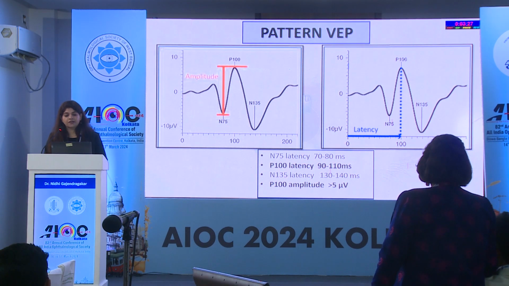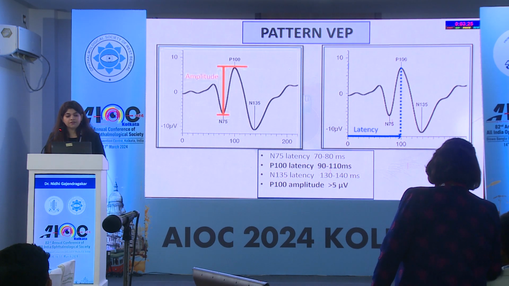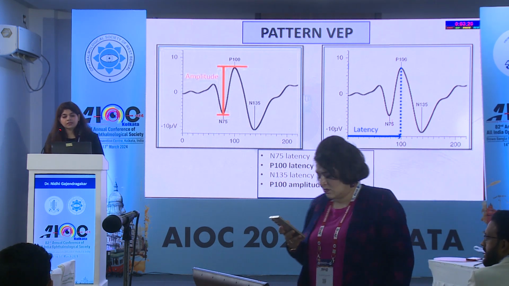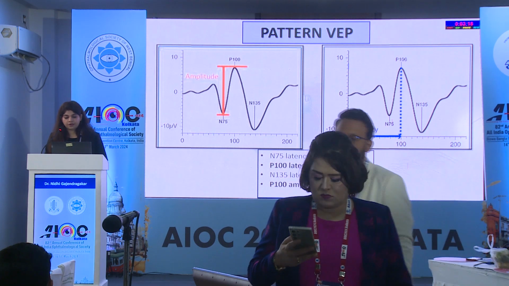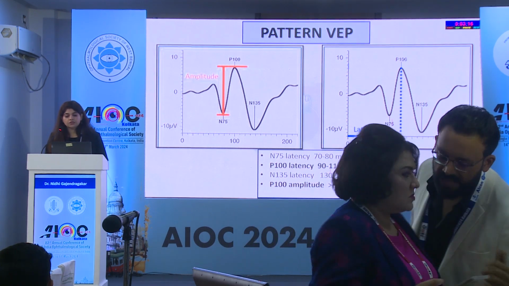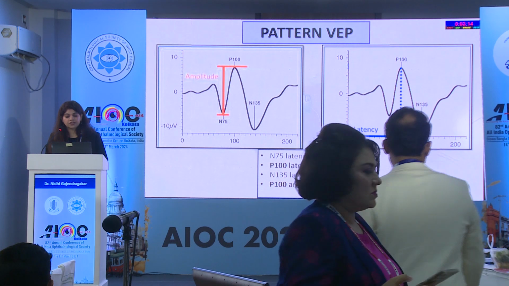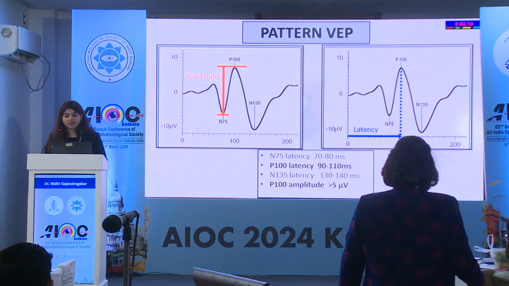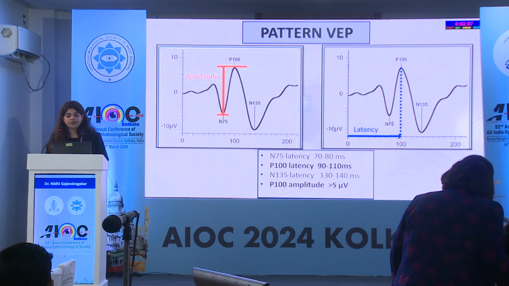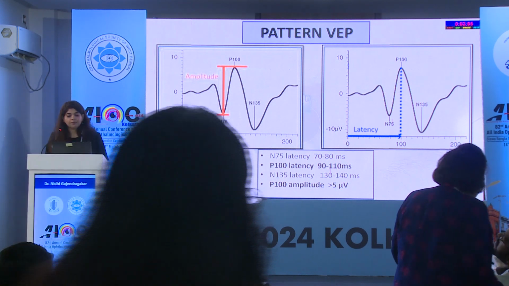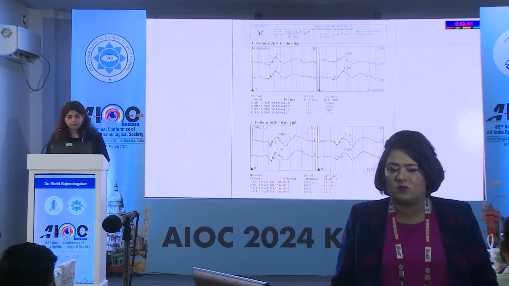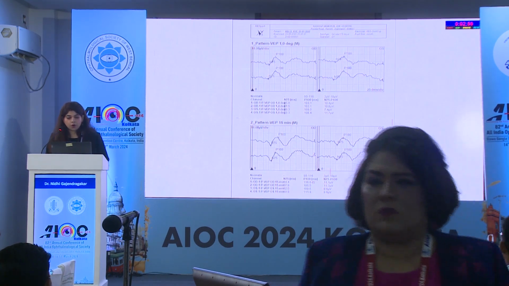We have a negative, positive wave. The first negative is N75. Here the most important one is the first positive, which is the P100. The latency needs to be seen here. That ranges from 90 to 110 milliseconds, but it can also vary from lab to lab. On average, 100 is taken as normal, and the P100 amplitude should normally be more than 5 microvolts. So this is how the output will look.